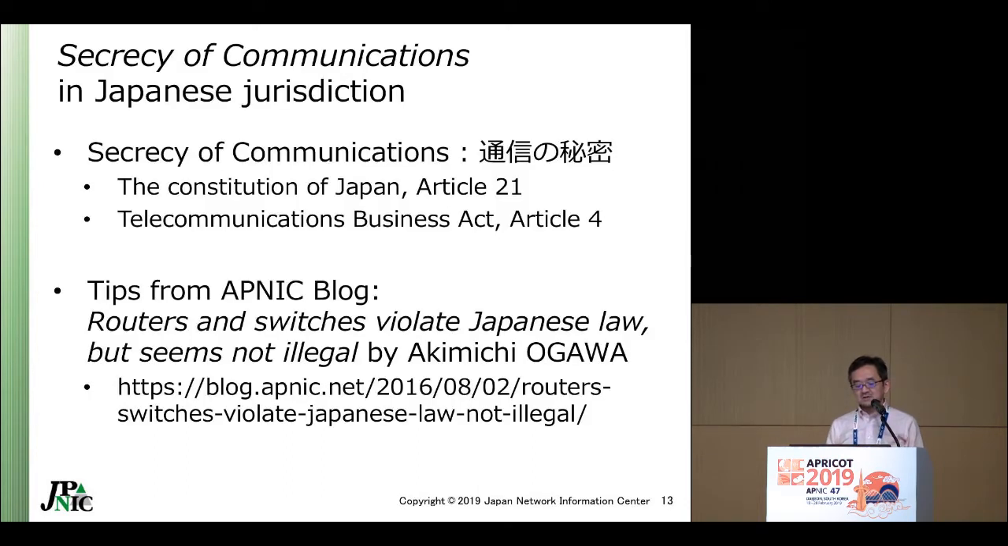So secrecy of communications, we have a provision to protect secrecy of the communications in two laws. One of them is the Constitution of Japan, Article 21, and the other one is the Telecommunications Business Act, Article 4. Then the secrecy of communication is a little bit complicated concept, but one famous blogger in Japan, Akimichi, made epic blogs to explain this concept. So please check this blog to learn more.